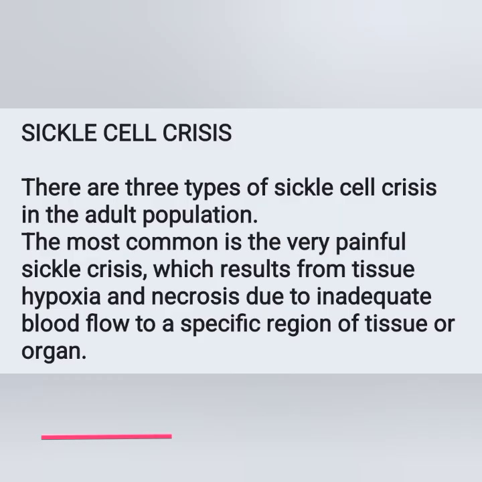We can see there are three types of sickle cell crisis in the adult population. Of these, the most common one is the painful sickle cell crisis. That is our question, so we have to assess the pain. The most common is the very painful sickle cell crisis, which results from tissue hypoxia and necrosis due to inadequate blood flow to a specific region of tissue or organ.